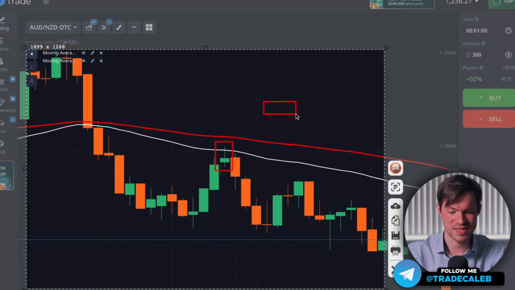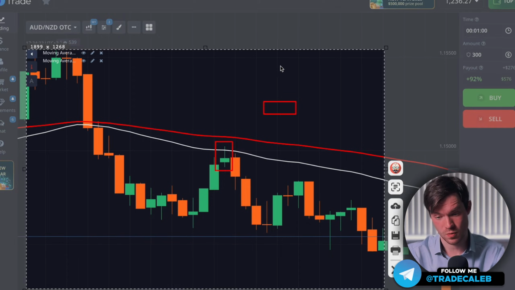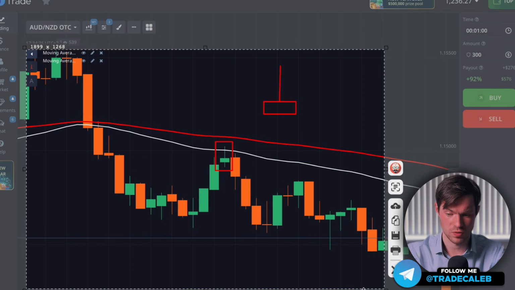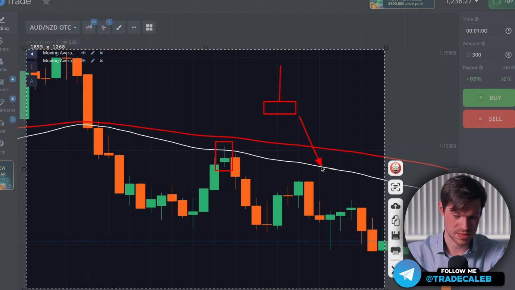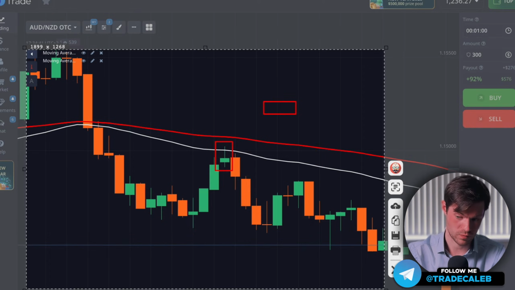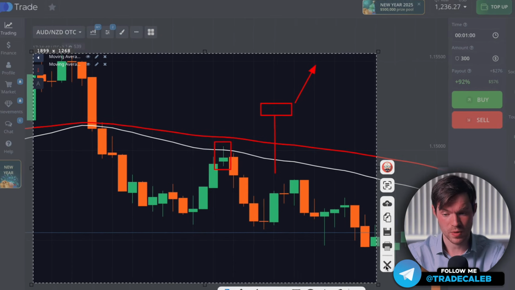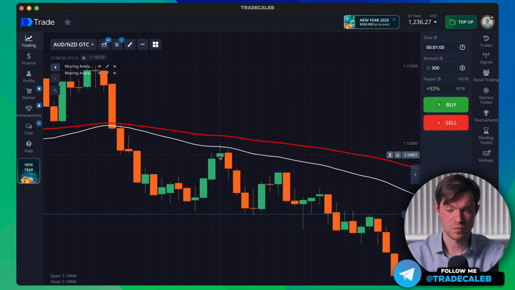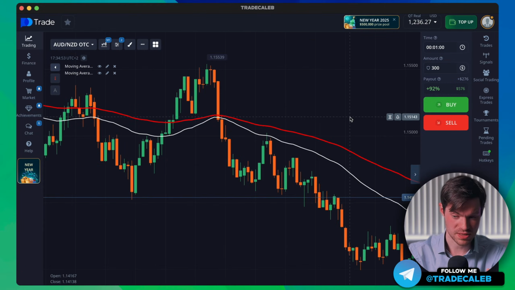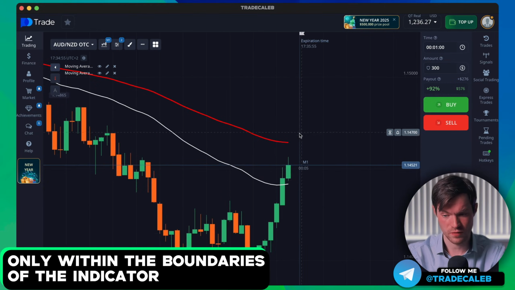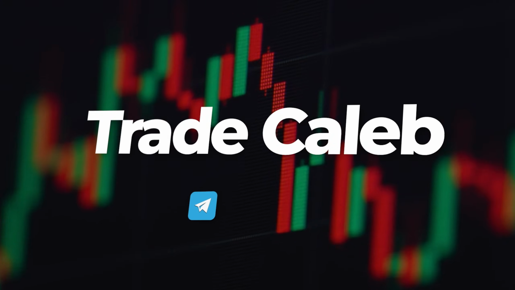It consists of a small body and a big shadow, which is directed either upwards, which means that the next candlestick will be red colored on the downward. Or the shadow is directed downwards. In this case, the next candlestick should be rising with a green color, but we should pay attention to this candlestick pattern only within the boundaries of the moving average indicator.